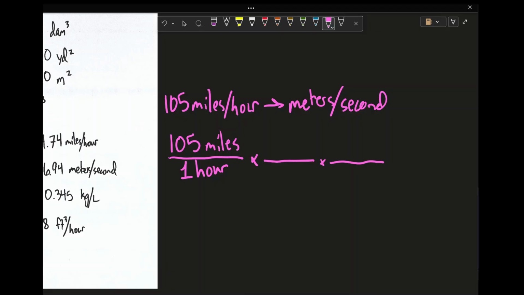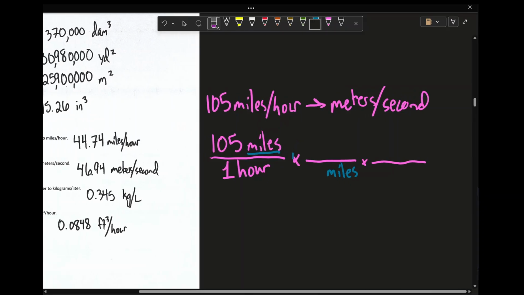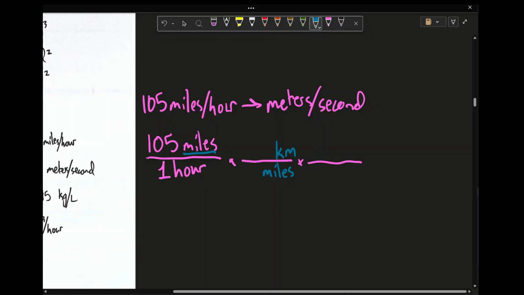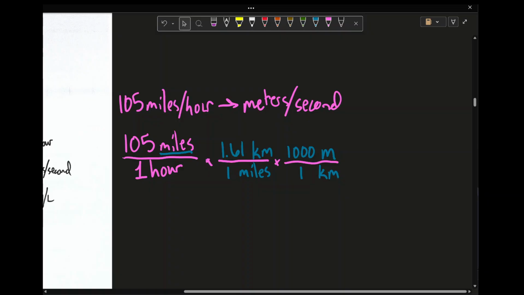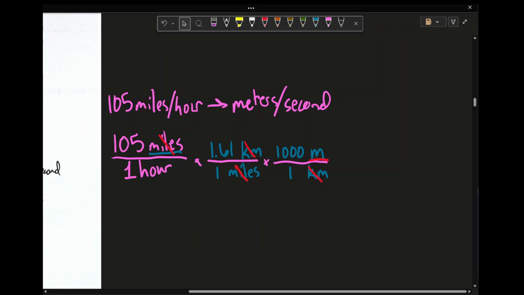So the first thing we're going to do is set up conversion factors for miles to meters. This is our usual setup. We have to do a 2-step thing here. I'm going to go miles to kilometers, and then kilometers to meters. So there's 1.61 kilometers in 1 mile and 1,000 meters in 1 kilometer. The reason we set this up this way is so that we can cancel miles and miles, kilometers and kilometers, and that leaves us with meters as our final unit on the top there.